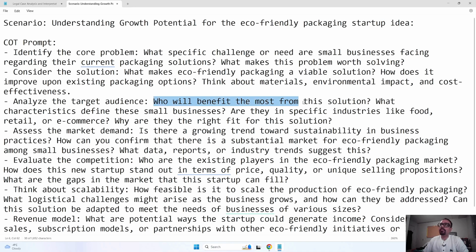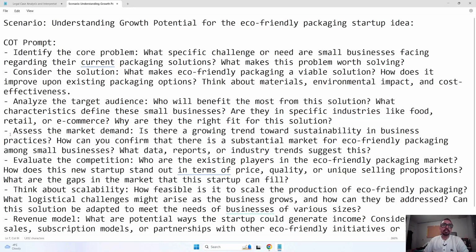So who will benefit the most from this solution? Then what characteristics define the small businesses? Are they in specific industries like food, retail, or e-commerce? Then why are they the right fit for this solution? So over here we are trying to understand the target audience.